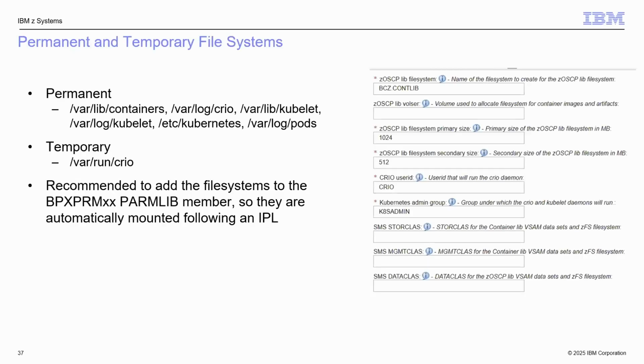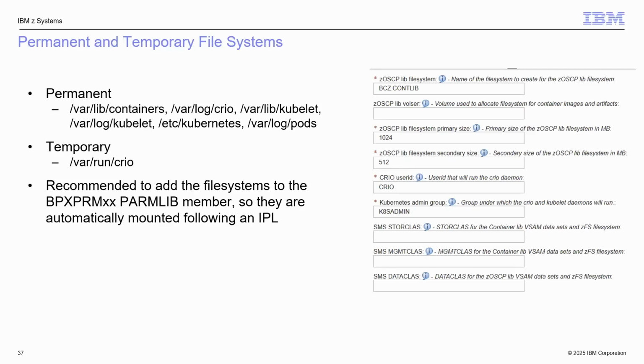Now we have some file systems we want to create. For the permanent ones, similar to both CCPA and Podman, you can specify your volseers or SMS storage classes depending on what type of storage you use. And we have one temporary file system as well. This temporary one is there because we do not need to persist var run cryo after reIPL, since it only contains container file systems.